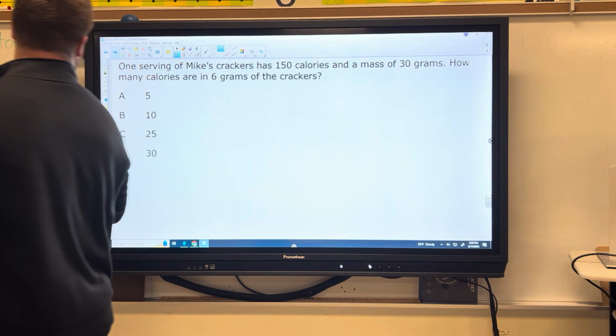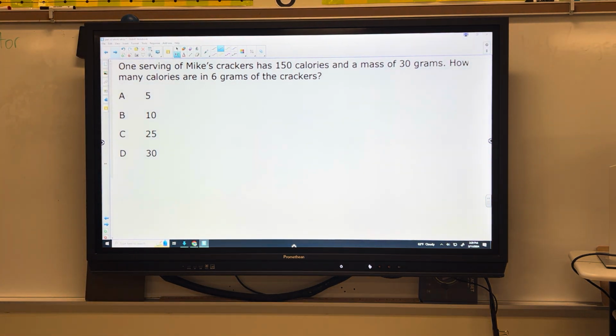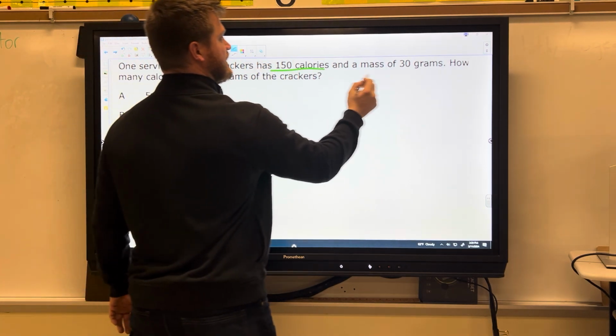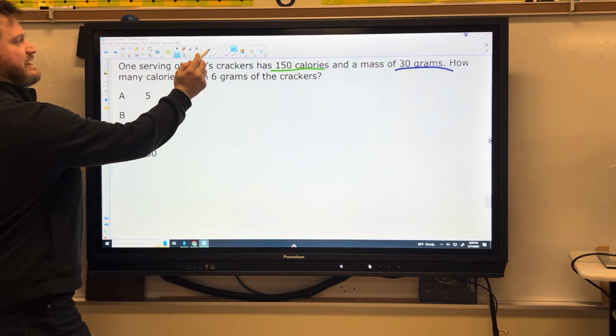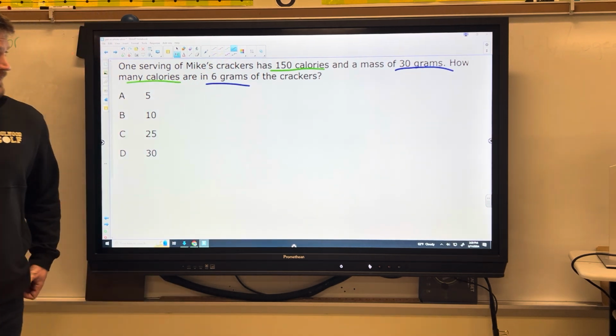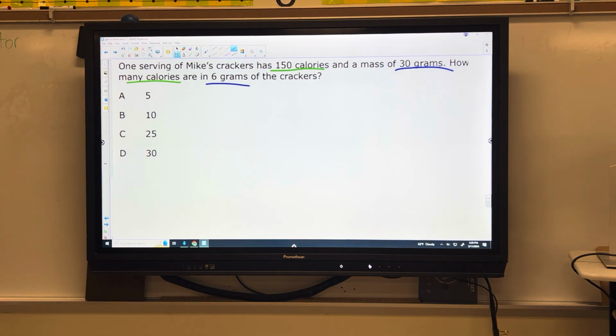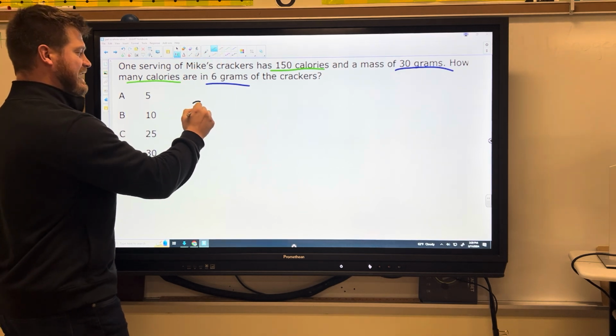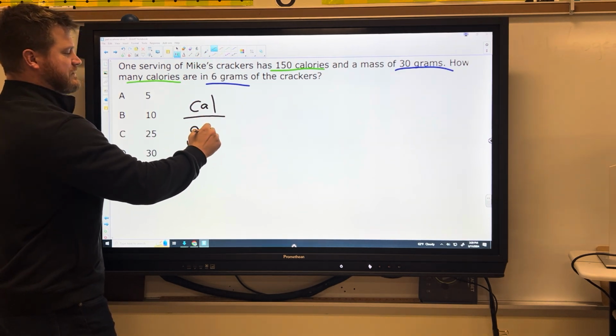All right, next problem. It says 1 serving of Mike's crackers has 150 calories and a mass of 30 grams. How many calories are in 6 grams of the crackers? Well, we got calories, grams, and then it says how many calories for 6 grams. So this one, take a look at it. Ask yourself, part to part or part to whole? It's only talking about 2 separate units here. So this one can be solved with a ticket because this is part to part. We're comparing calories to grams.